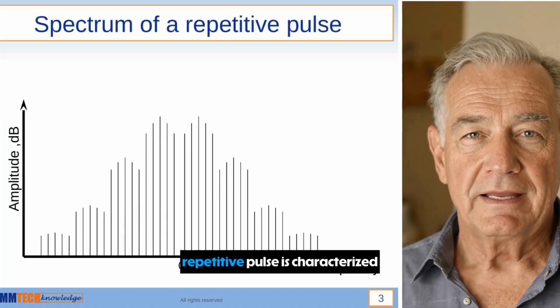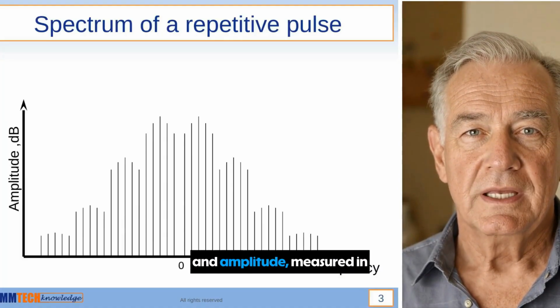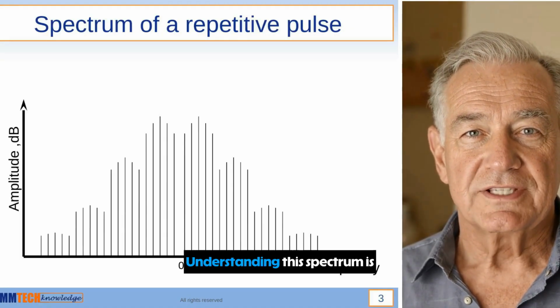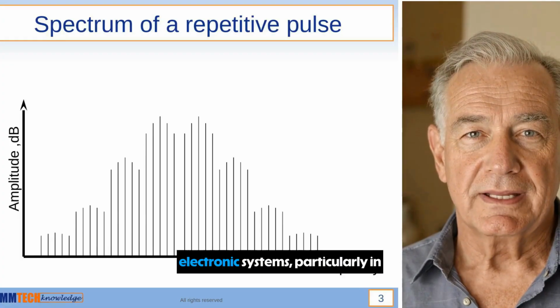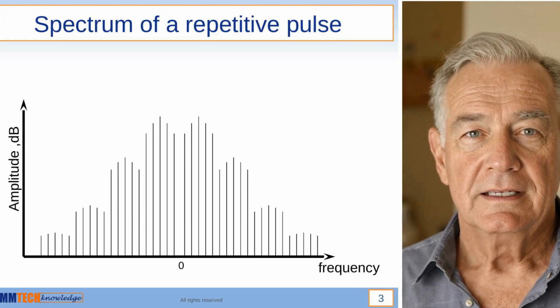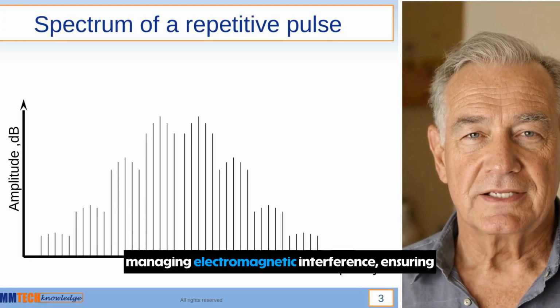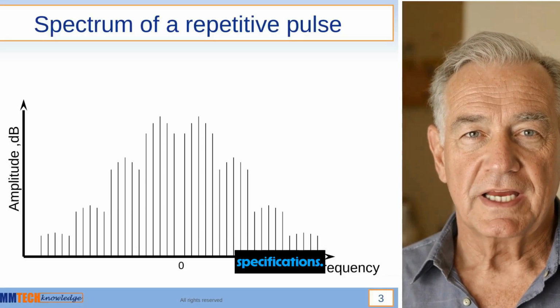The spectrum of a repetitive pulse is characterized by its frequency components and amplitude, measured in decibels. Understanding this spectrum is crucial for analyzing how pulsed signals interact with electronic systems, particularly in digital electronics and power supplies. This analysis helps in managing electromagnetic interference, ensuring compliance with frequency domain specifications.